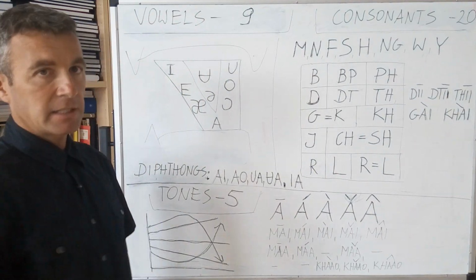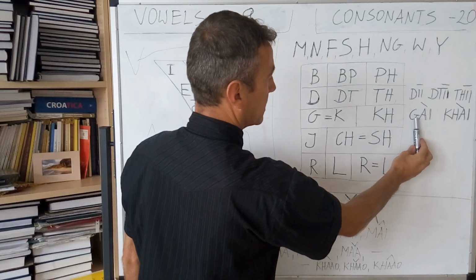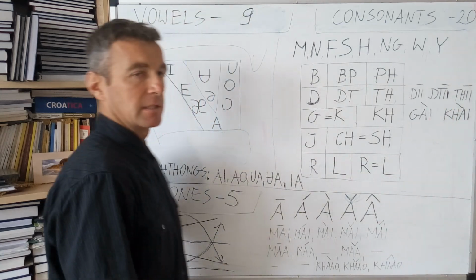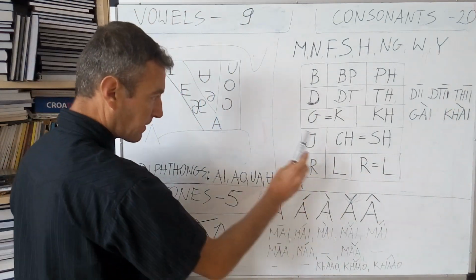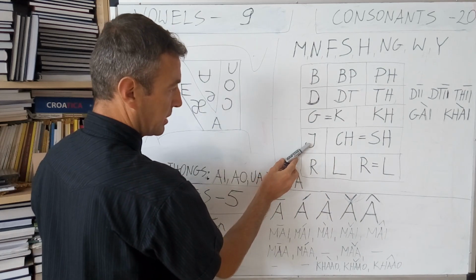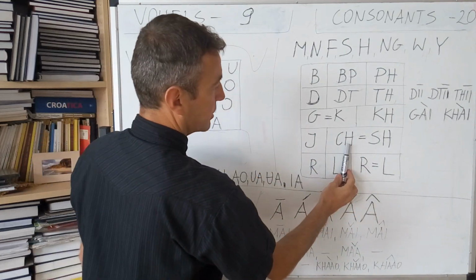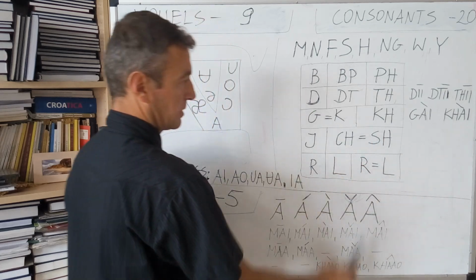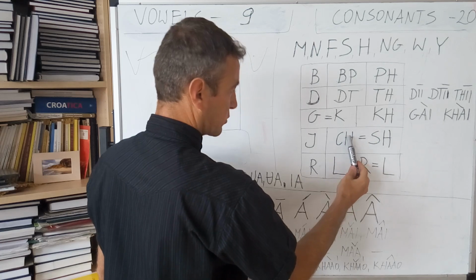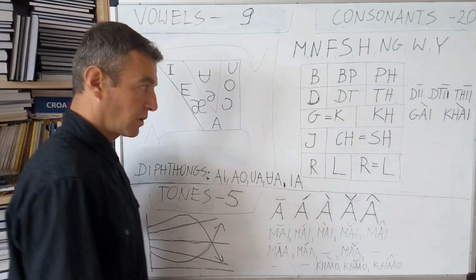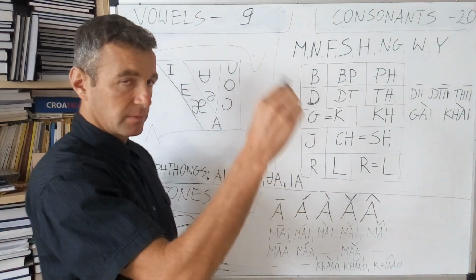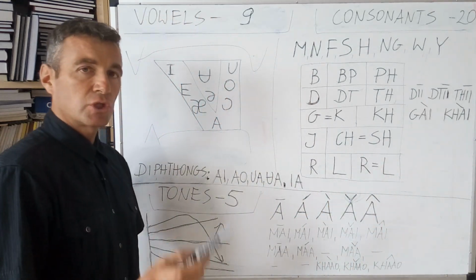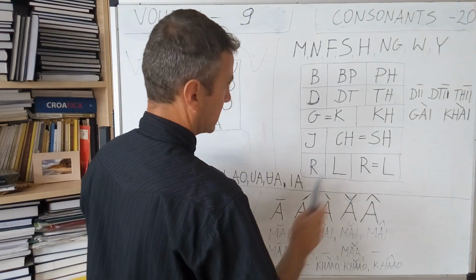And kai means an egg, right? So gai means a chicken and kai means an egg, so don't confuse them. Then we have j and then chi. Chi is the same as shi. So the Thai people don't distinguish between chi and shi. For example, the word chan means a floor, and chan can be pronounced as shan, all right? Chan, shan is the same way.